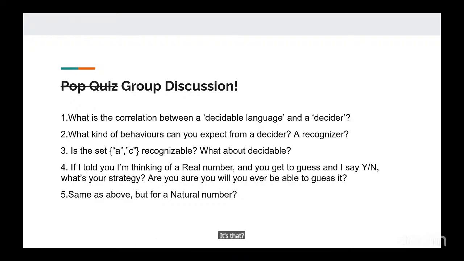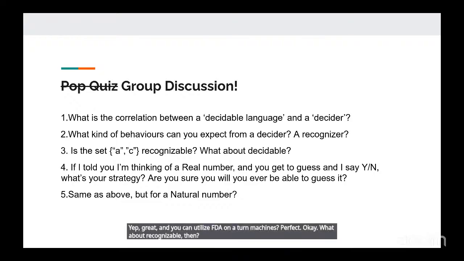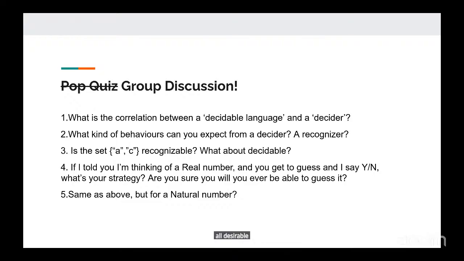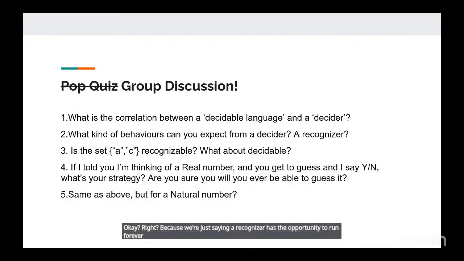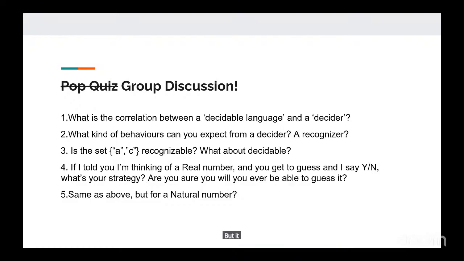It's decidable, yeah. So okay, you claim it's decidable. What do you need to do to prove that? I can make a DFA. Yeah, great. And you can emulate a DFA on a Turing machine. Perfect. What about recognizable then? All decidable languages are recognizable. Yeah. So if you can build a decider, then it's definitely recognizable. Excellent. Because a recognizer has the opportunity to run forever if it really feels like it, but it doesn't have to.